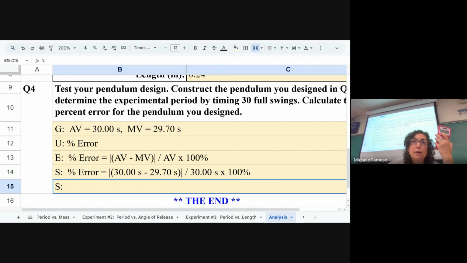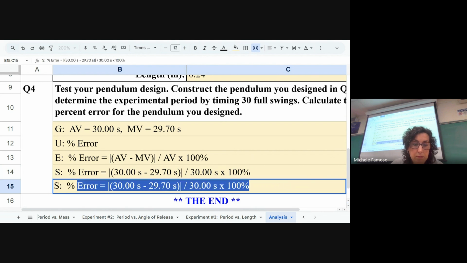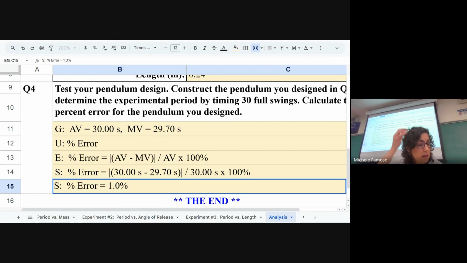Now you've got to go to your calculator. You all have a calculator handy? You're going to need your calculator to do that percent error calculation. You're going to give me a percent error with 2 significant figures. And when I do the calculation, I get 1.0%.